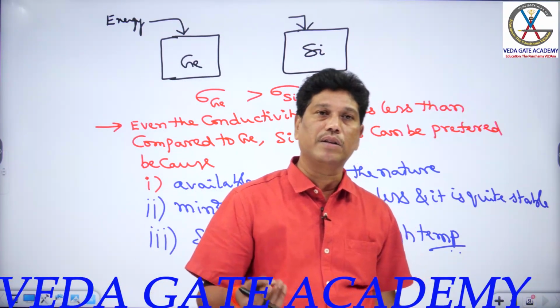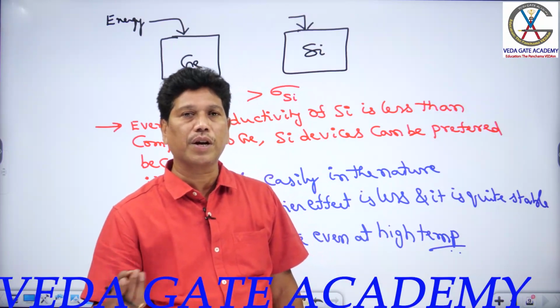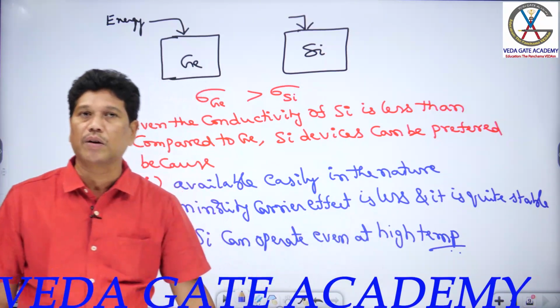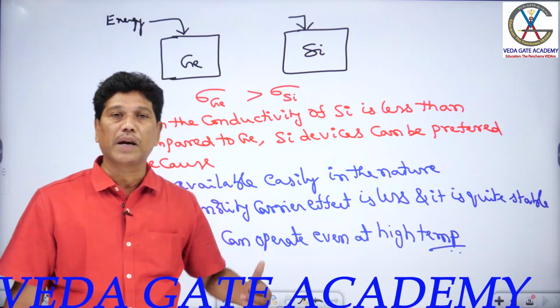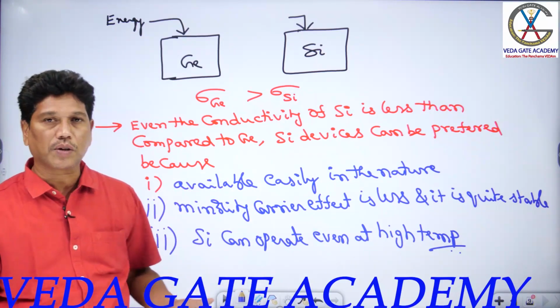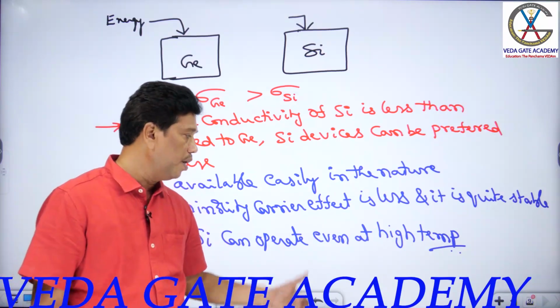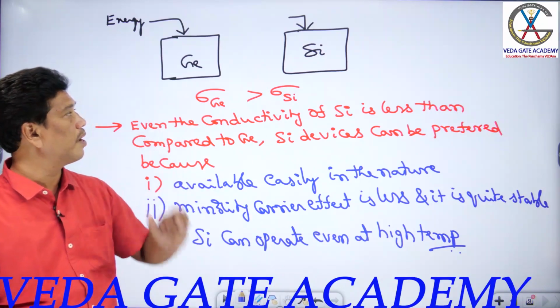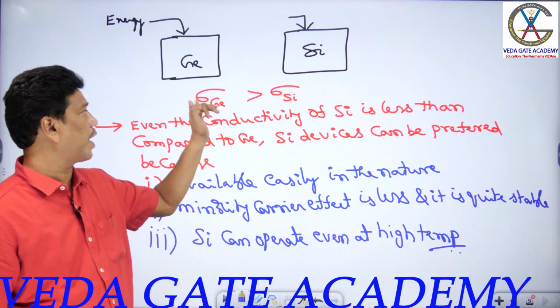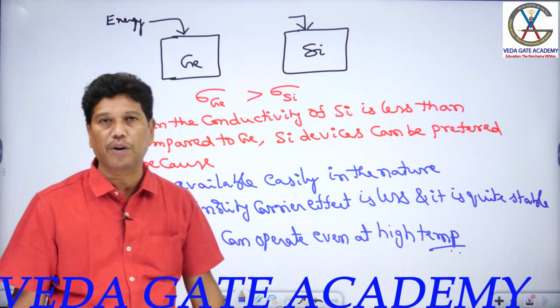So one is that it is abundant, that is, easily available in nature. The other one is that the minority carrier effect should be less in a silicon-made body, so it is quite stable. And the other main thing is that it can maintain its characteristics or properties even at high temperature up to 200 degrees centigrade, whereas a germanium-made body can maintain its characteristics up to 85 degrees centigrade only.